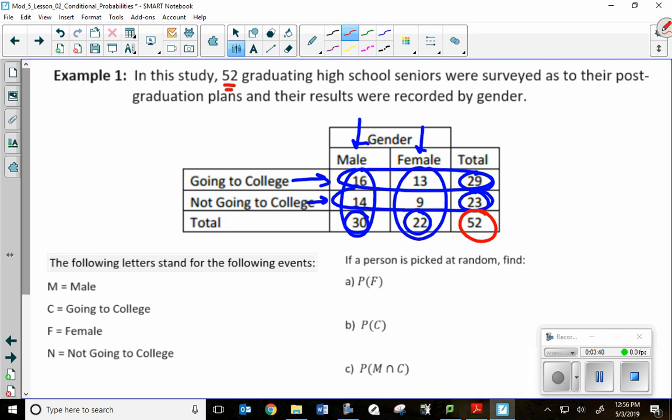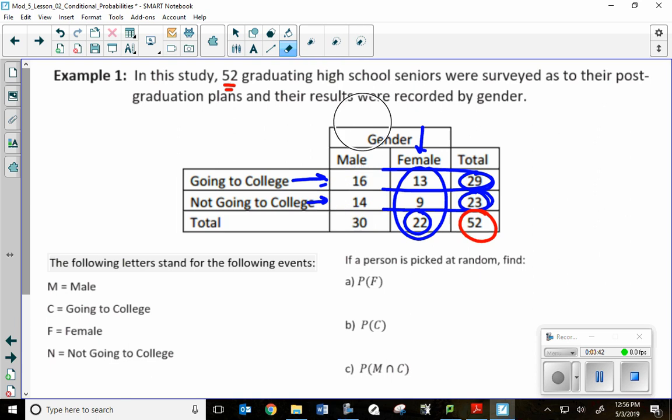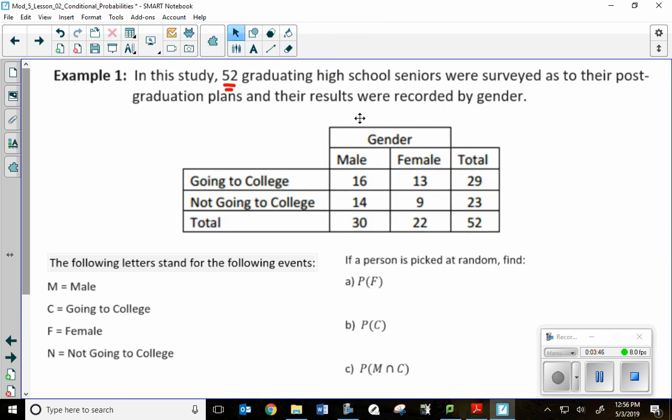All right, good. I like what I see. I can make sense of anything in this table, except the fact that there are 23 out of 29 that are not going to college. Education is important, kids.